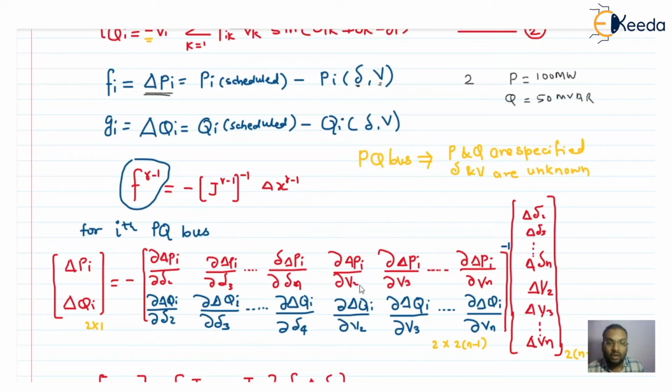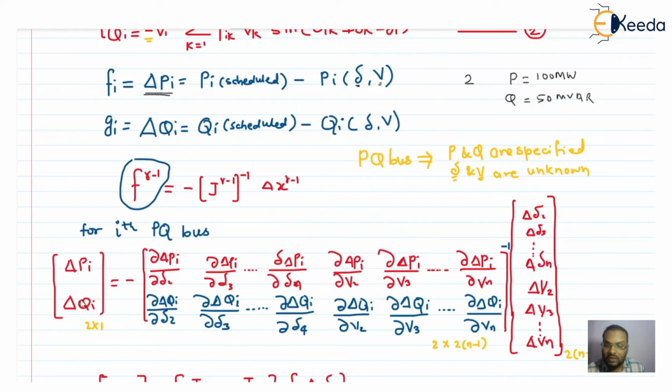What is the second unknown now? Voltage on the same bus. Phase angle and voltage, these two are the unknowns on the same bus. Okay, that's why again we have to continue this. Take the partial differentiation of this active power with respect to V2, V3, this way go up to Vn.